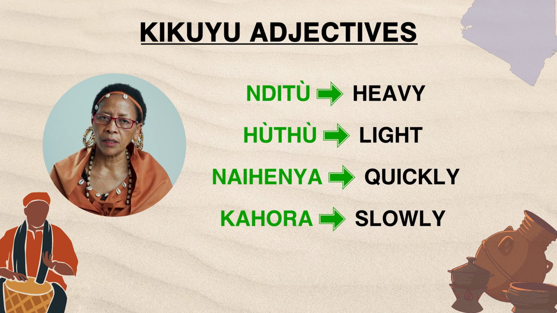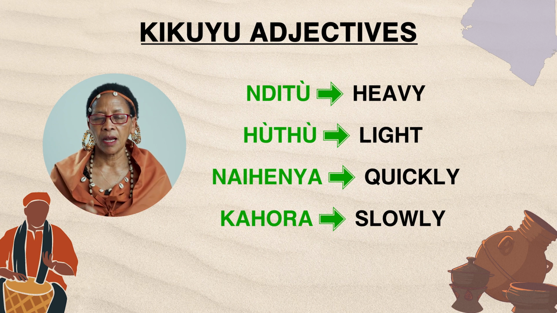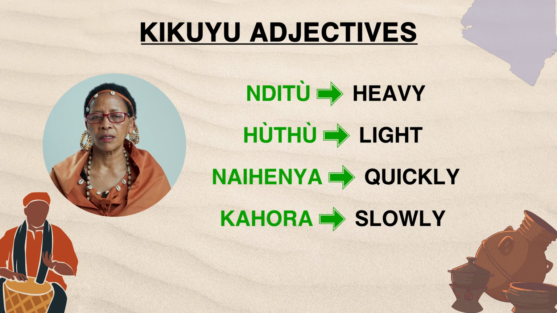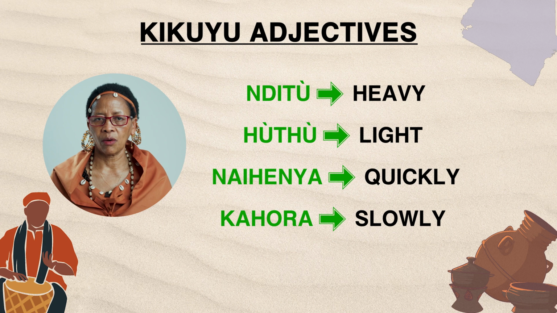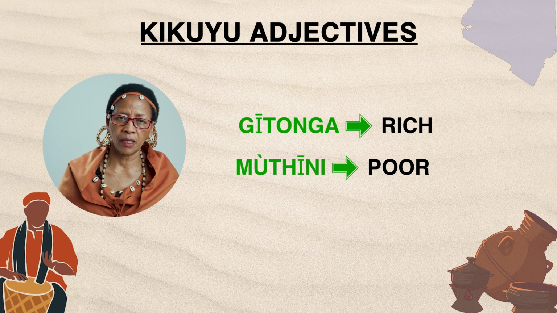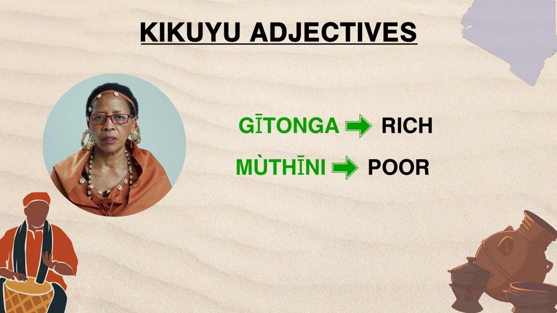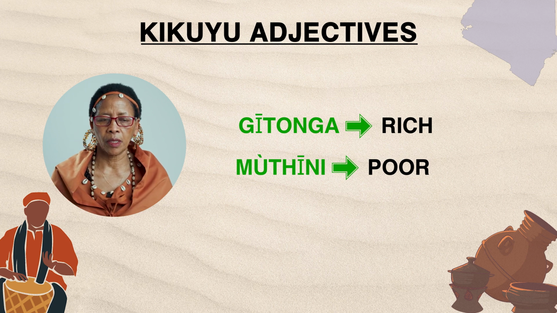Then quickly, naihenya, and kahora, slowly. Then you have itoga, that's a rich person. Mudeni, a poor person.